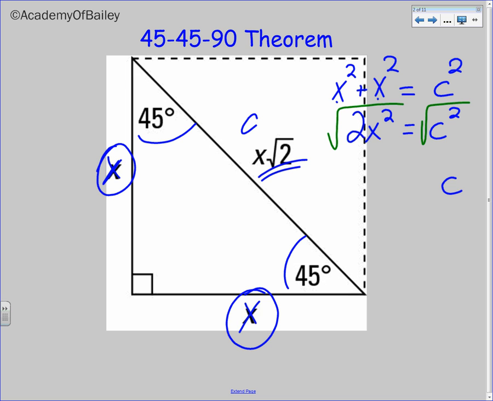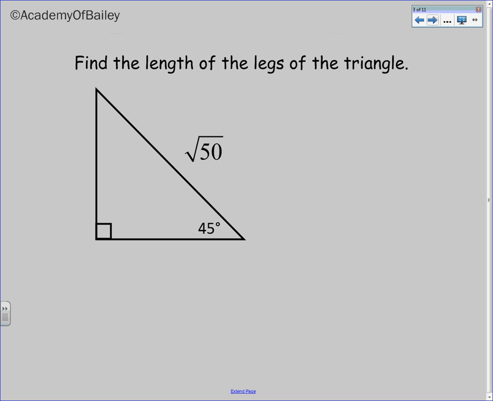And so if we look here, we're going to have the square root of 2 and the square root of x squared. Well, what is the square root of x squared? x, and the square root of 2 is this. And so this is where it's coming from. You can use the Pythagorean theorem for all of them. But if you can remember these special right triangle theorems, it saves you so much time on problems that involve these special right triangles. Let's look at a couple examples.